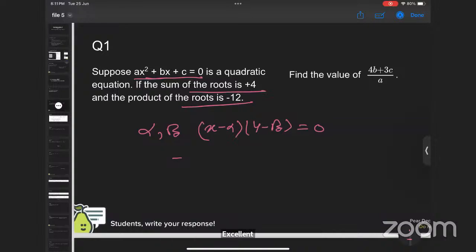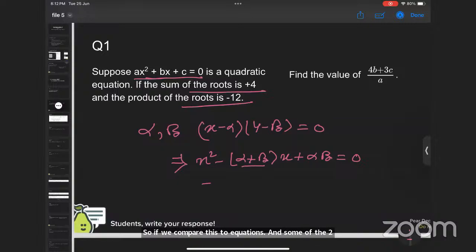So from here we can imply x squared minus (alpha plus beta) x plus alpha beta equals 0. If we compare these two equations, then the sum of the two roots is equal to minus b by a, which is equal to 4. And the product of the two roots is c by a, which is equal to minus 12.